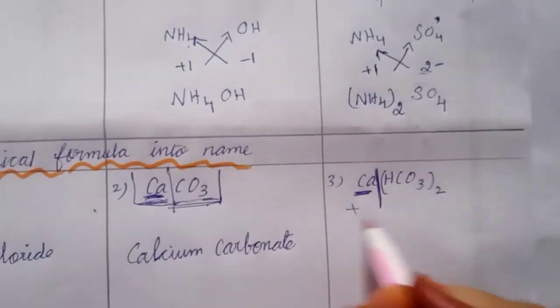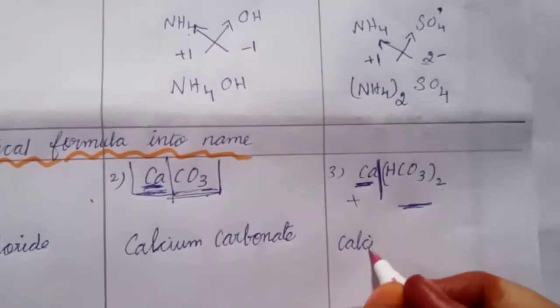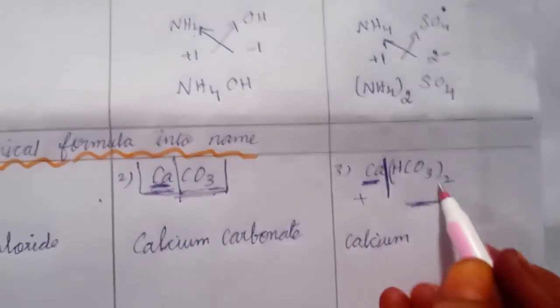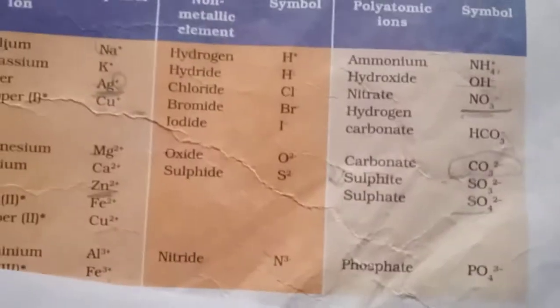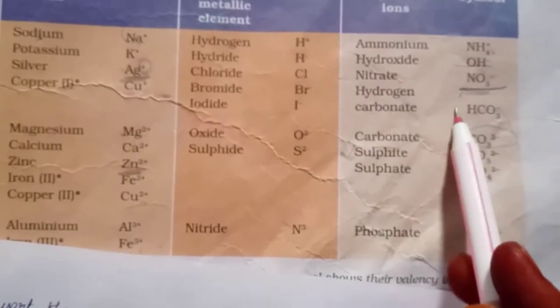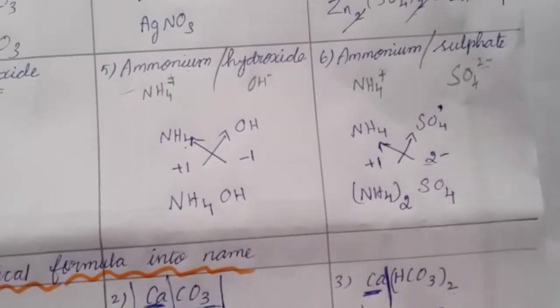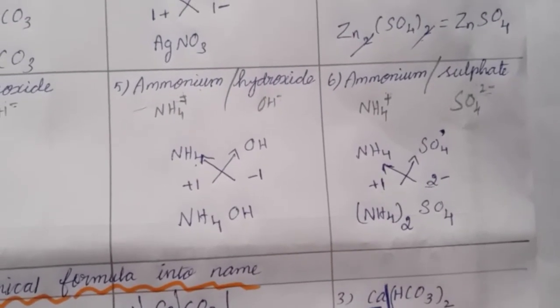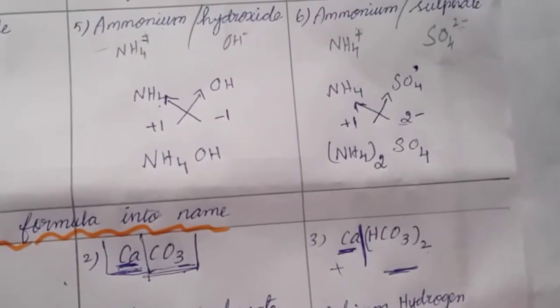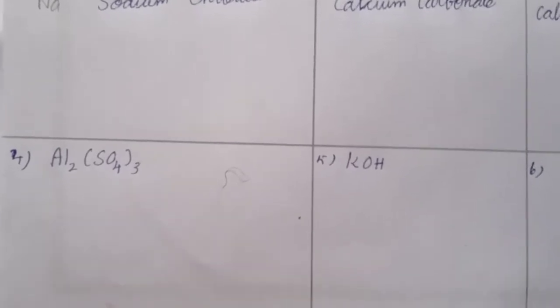The remaining part should be negative. So what is the name of Ca? Calcium. And that remaining part, HCO3, means what? By using this table we can find what that HCO3 is. Here HCO3, what name? Hydrogen carbonate. So first we learn the table very well. After that we can do it easily. Calcium hydrogen carbonate. First we write the positive ion name, then it is followed by the negative ion name.